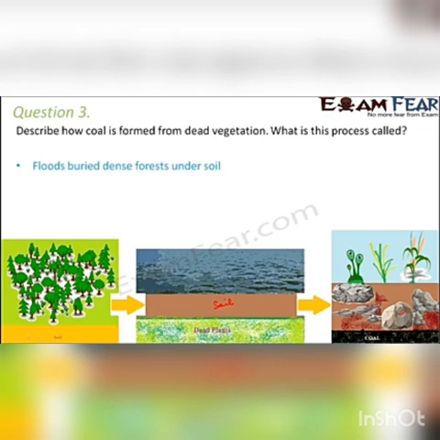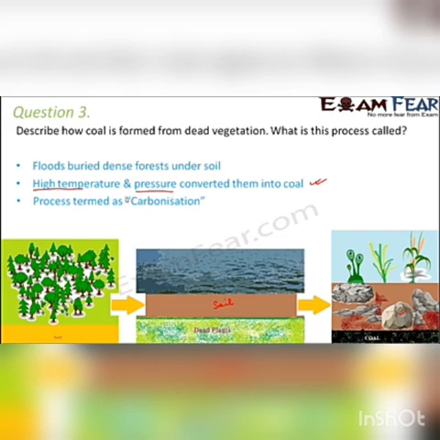As a result, the dead plants started experiencing more pressure, they got squeezed, they kept going deeper and deeper. The temperature also increased as they went deeper. So under the effect of high temperature and high pressure, these dead plants lost all their water when squeezed, and they turned into what we call coal. So high temperature and pressure converted them into coal. This temperature and pressure play a very crucial role here. And this process is termed carbonization because coal contains a lot of carbon.